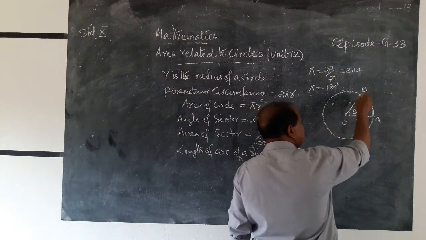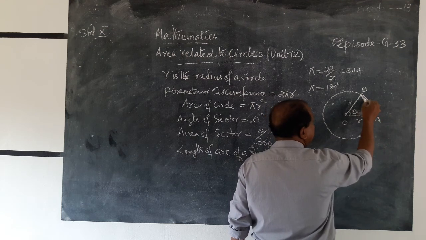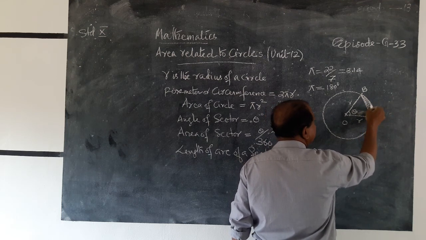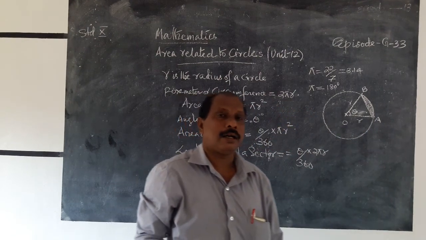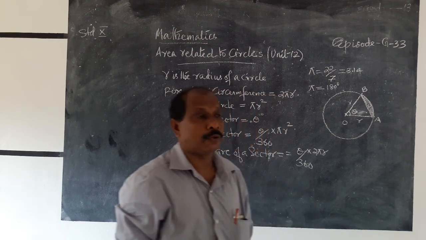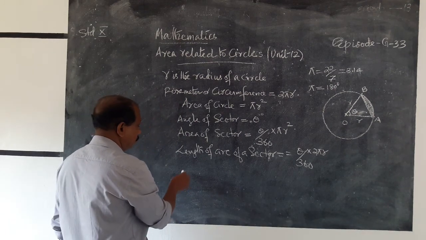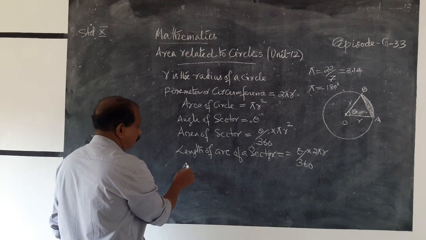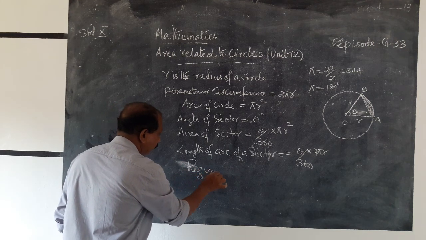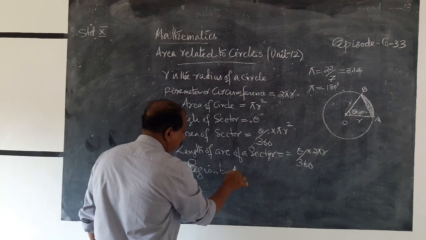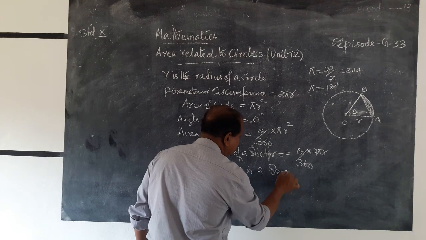Then there is a line segment AB. This line segment divides that sector into two parts. One is the triangle, the other is the remaining portion beyond that triangle. Therefore, it is known as a segment. Therefore, the region cut off by AB is a segment.